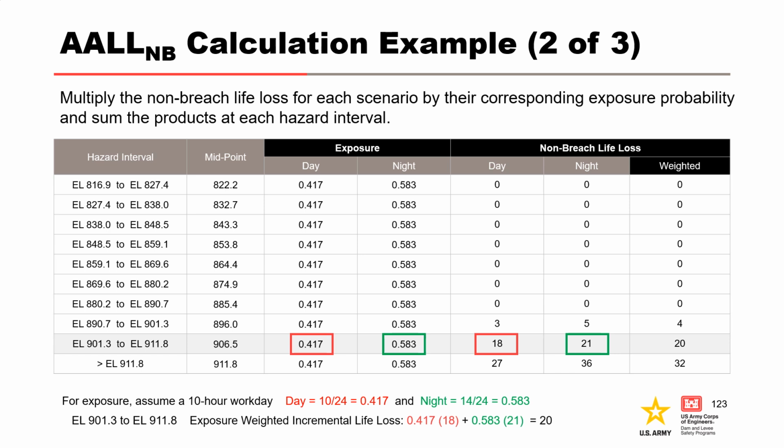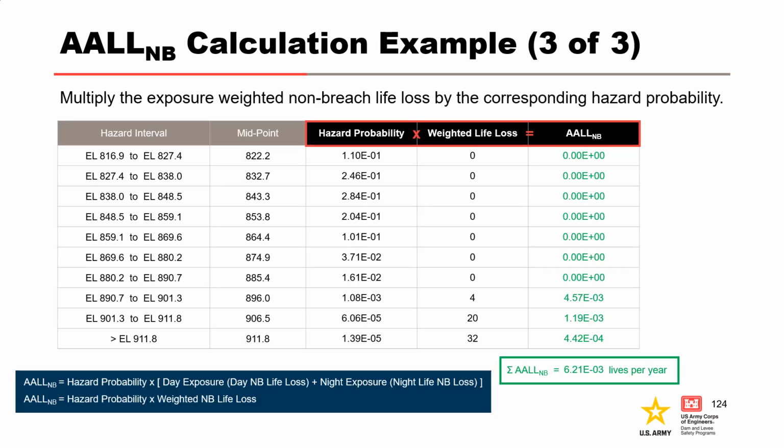Once we've done that, we'll multiply the day exposure by the day non-breach life loss and add it to the product of the night exposure and the night non-breach life loss to get the weighted non-breach life loss. Multiplying the exposure-weighted non-breach life loss by the hazard probability and then summing across all intervals gives us 6.21 times 10 to the minus 3 lives per year for the non-breach risk.